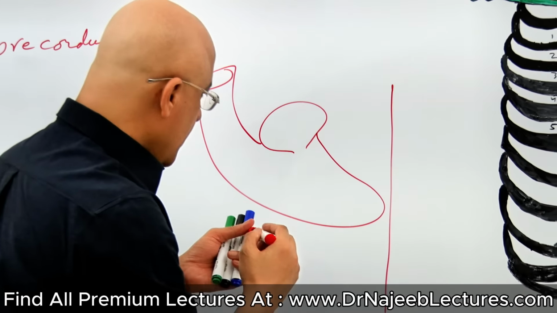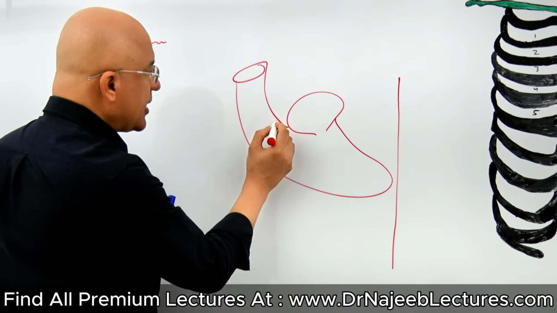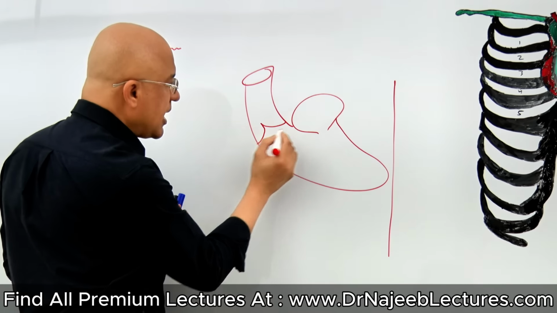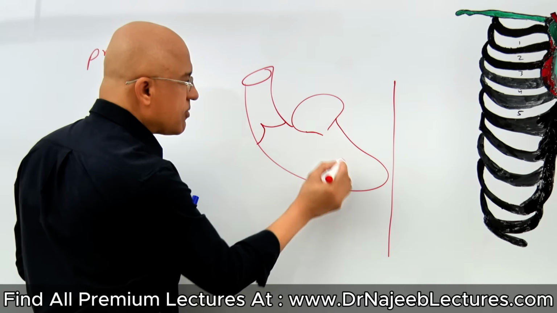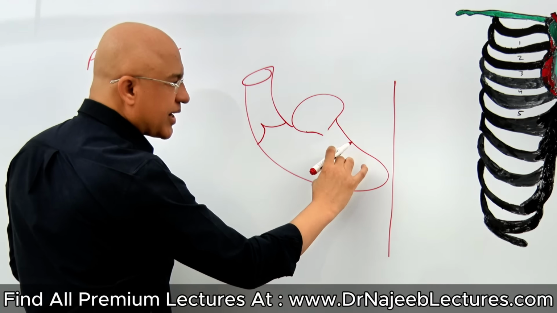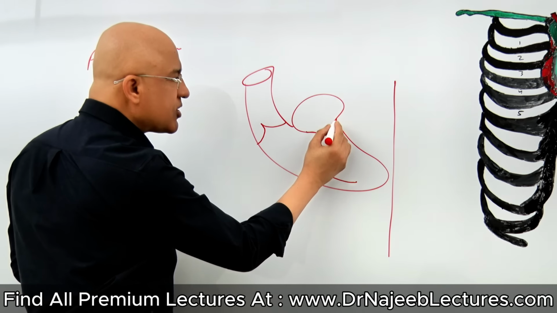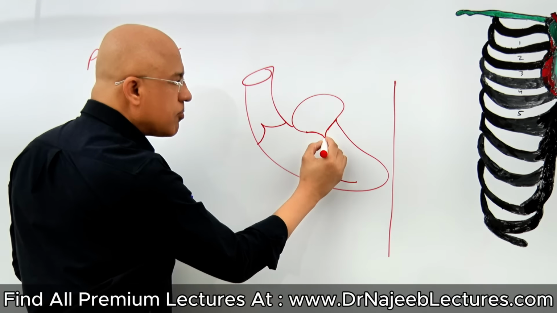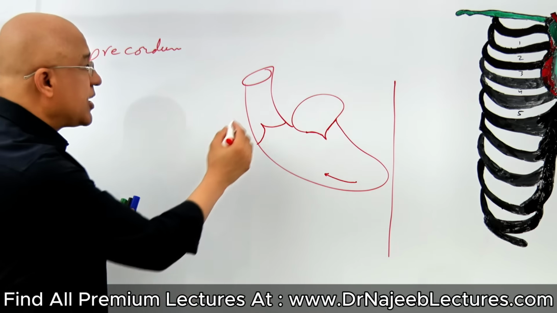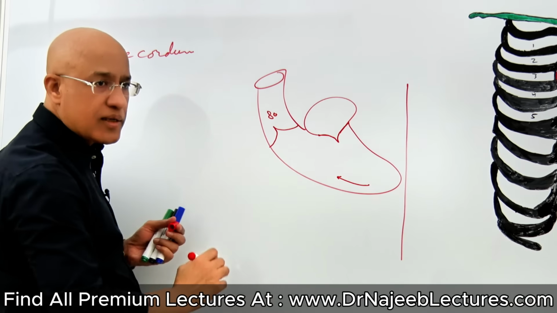This is your chest wall. Now what really happens when here is the aortic valve and here is the mitral valve. When the left ventricle starts contracting, the pressure in the left ventricle goes up and first it will close the mitral valve. But here the pressure is almost 80 millimeter of mercury.